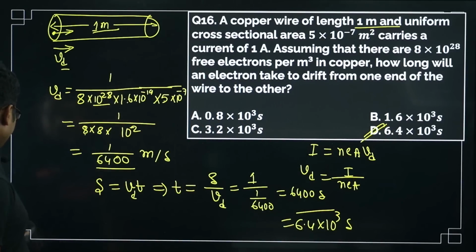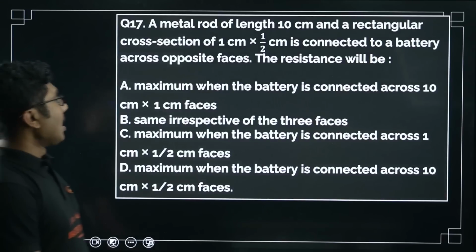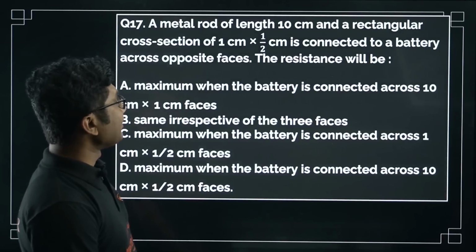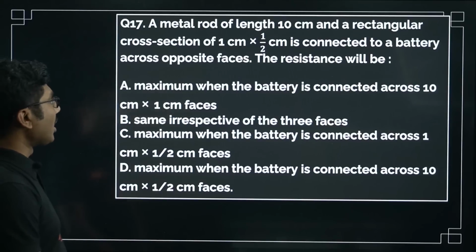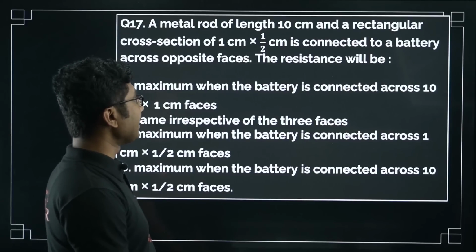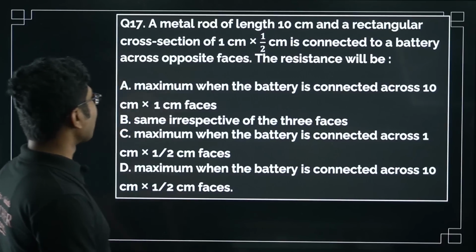Now next question. A metal rod of length 10 centimeter and rectangular cross section of 1 centimeter into half centimeter is connected to a battery across opposite faces.